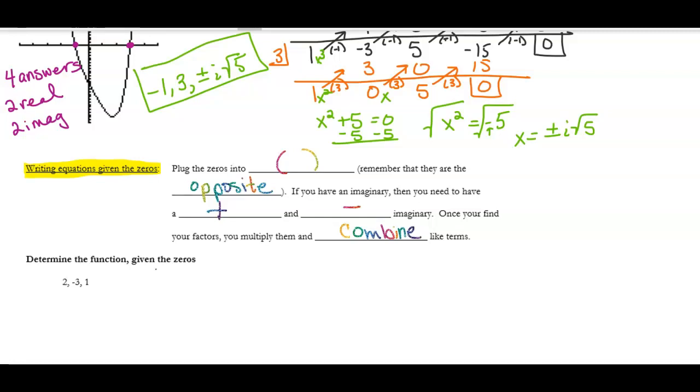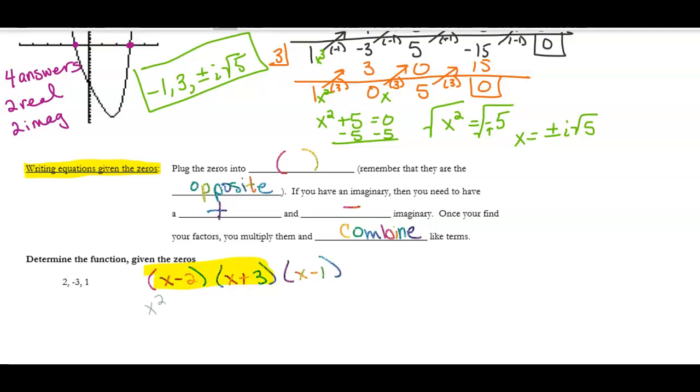Okay, so here's an example. So I have a positive 2, so that means it makes -2 in parentheses. I have a -3, so that means it makes a +3. And I have a positive 1, which means it makes a -1. What I'm going to do is I'm just going to focus on 2 first. I'm just going to do this. And what I do is I multiply those together.